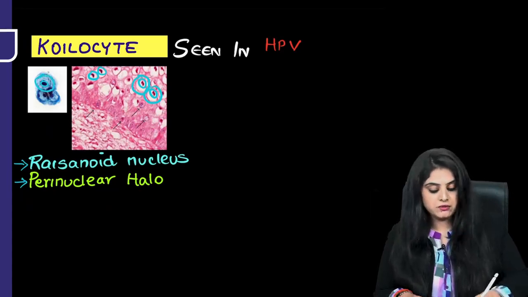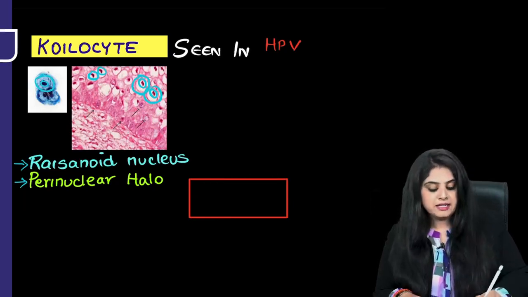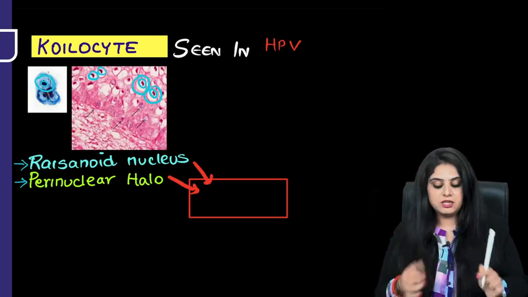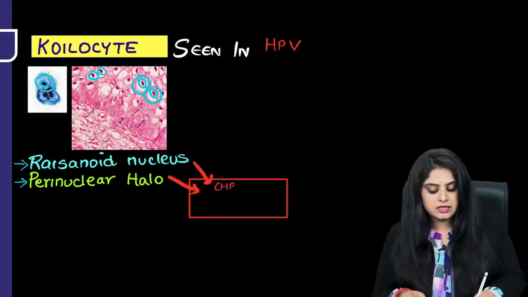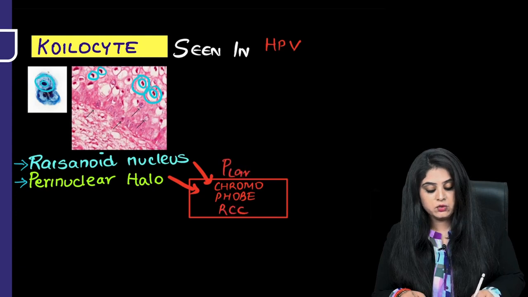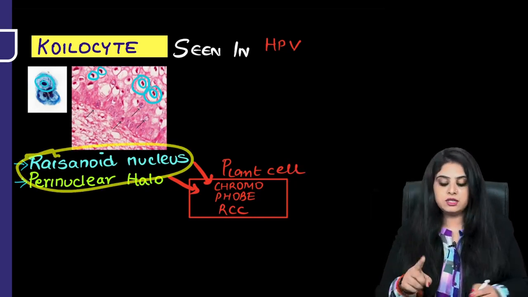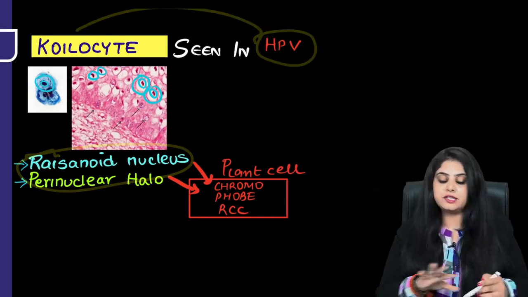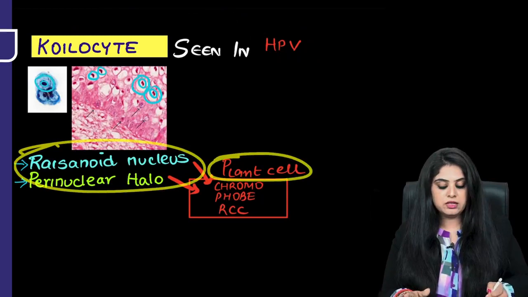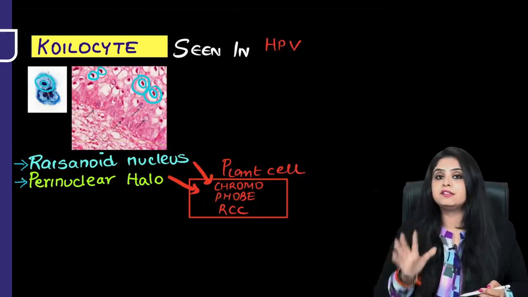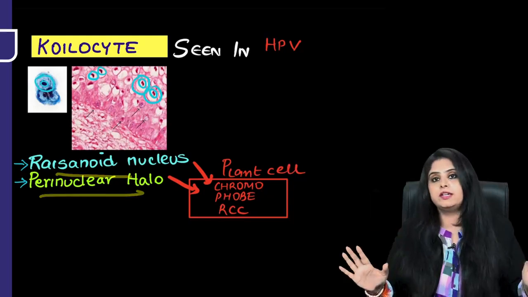Now let me make a table for all of you, because the same appearance, I'm not going to call it koilocyte. This same appearance with this same name, that is the raisinoid nucleus with perinuclear halo, if I put it in a kidney cancer, chromophobe RCC, the same appearance is seen in chromophobe RCC, but over there you call it plant cell. If I write raisinoid nucleus with perinuclear halo because of a virus, you will call it koilocyte. If I write raisinoid nucleus with perinuclear halo in the kidney, you will call it chromophobe RCC's plant cell. Same description, but two totally different things.